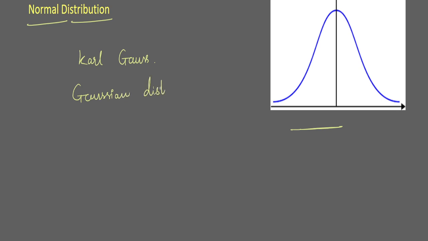Hello everyone. In this video we will be learning about normal distribution. It is a normal density curve. It is also called a bell-shaped curve. And this distribution was discovered by Paul Gauss. So that's why this is also known as Gaussian distribution.